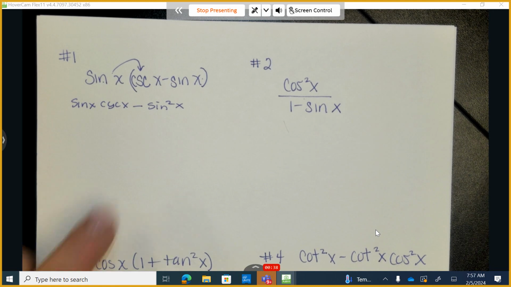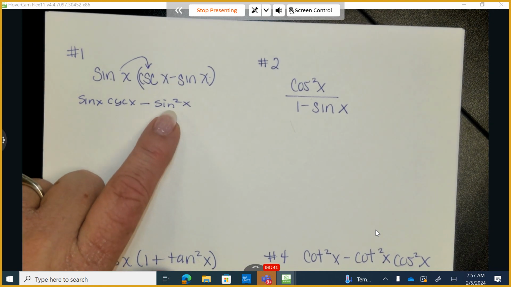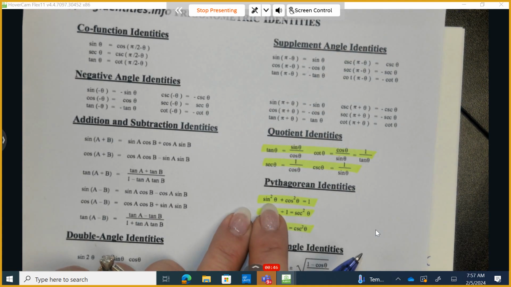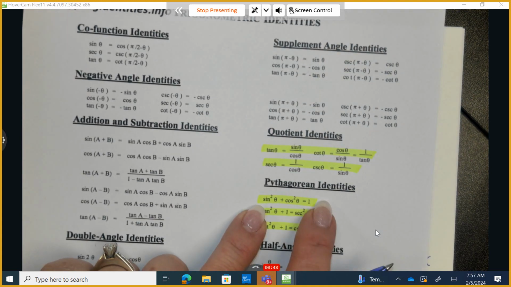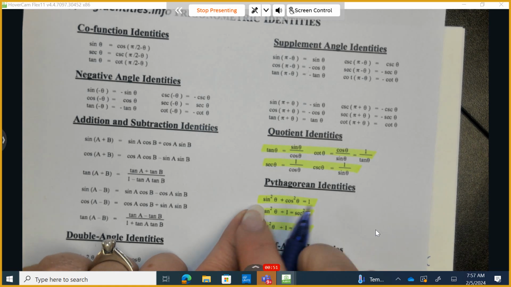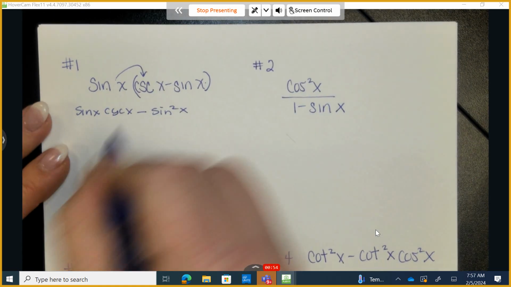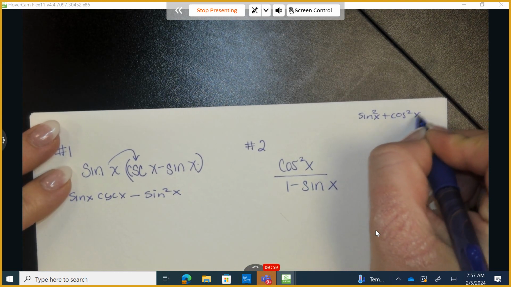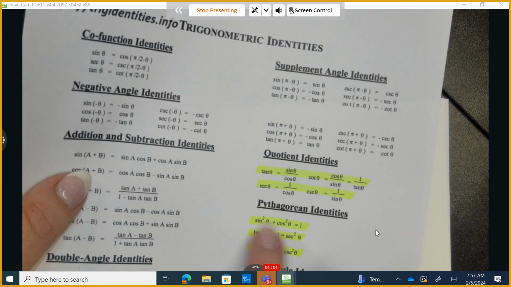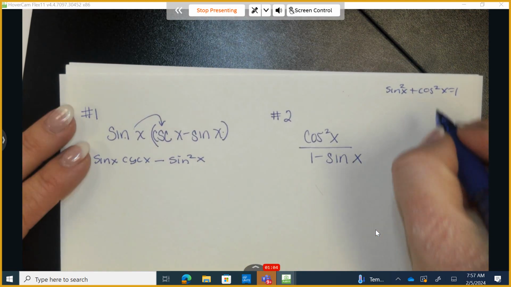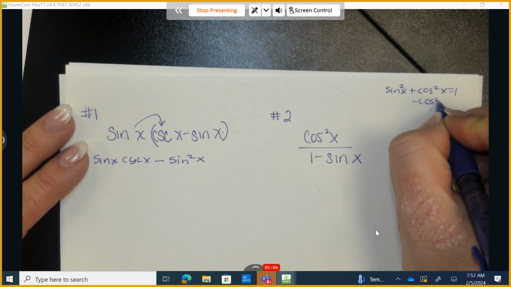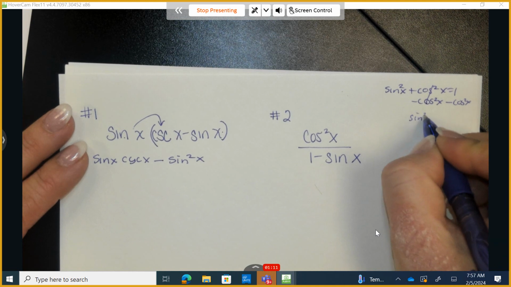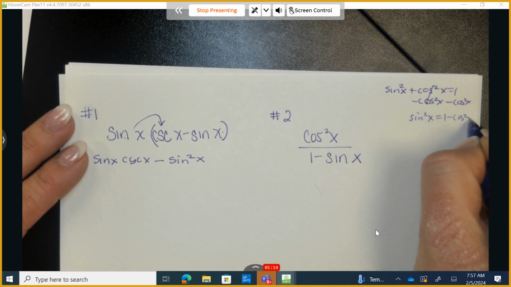Now what I recognize is that I can isolate sine squared on these identities. To get sine squared by itself, I need to move cosine squared to the opposite side. The identity is sine squared x plus cosine squared x equals 1, and I want to isolate for sine squared, so I would subtract cosine squared x. So sine squared x is equal to 1 minus cosine squared x.